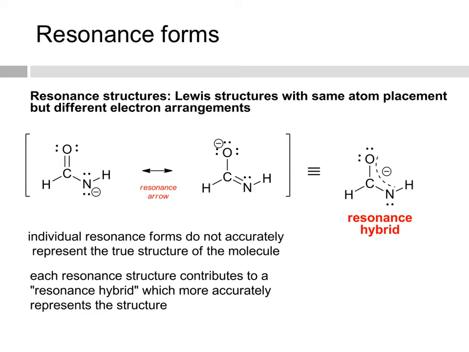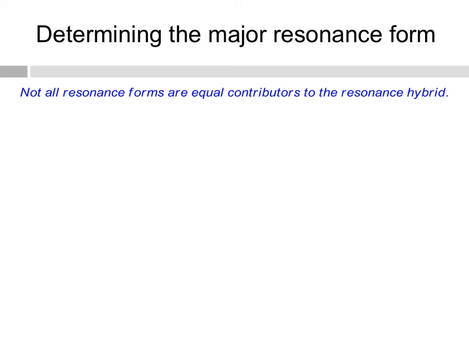When we draw the resonance hybrid, we are going to draw the basic structure of the molecule, and then we are going to use dotted bonds to indicate where our electrons are delocalized. We note that we have a negative charge that is delocalized over these three atoms, oxygen, carbon, and nitrogen, and so we show that the electrons are moving between the oxygen, carbon, and nitrogen, and we show a negative charge to indicate that it's a negative charge that is being delocalized. Now, not all resonance forms are equal contributors to the resonance hybrid.